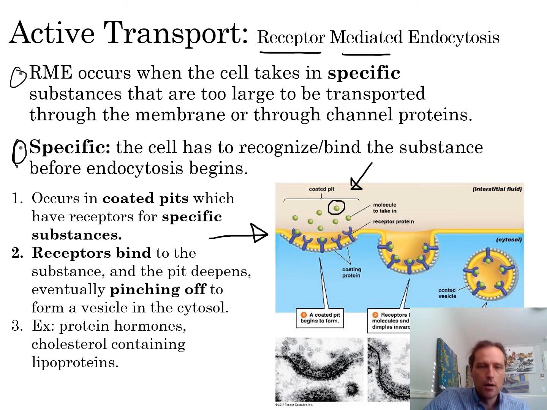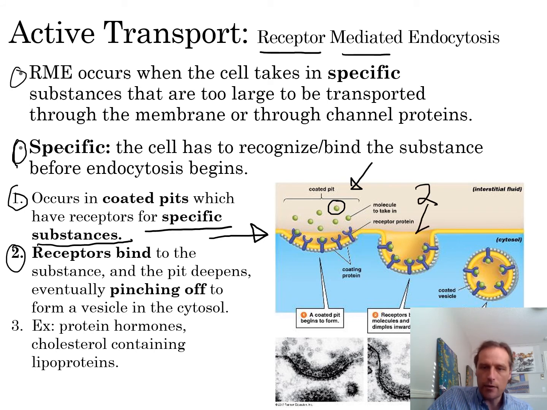So then, how does it happen? Number one, this occurs in coated pits, coated with receptors that are specific to specific substances. Number two, the receptors bind to that substance, and then the pit deepens. And number three, it will eventually pinch off, forming a vesicle that will now be inside the cell. Hooray, we're done.